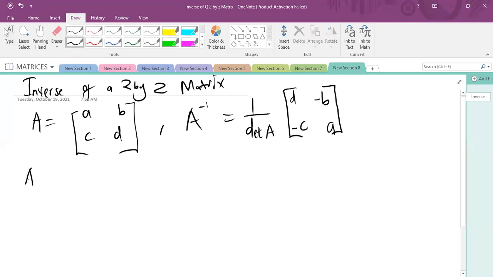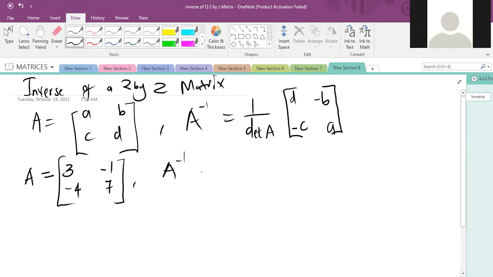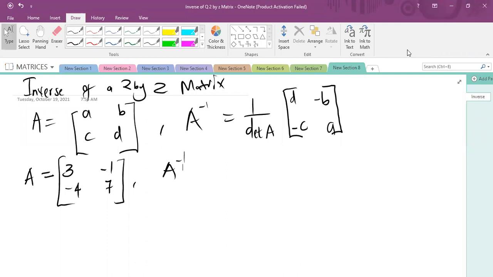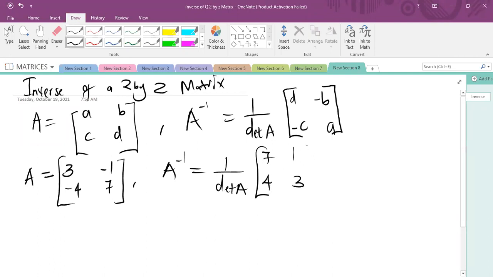So let's take up an example. Let's say we have our matrix A equals [3, -1; -4, 7], and we're being asked to get A inverse. So how do we go about getting A inverse? First of all, we'll start by getting the determinant. So A inverse is equal to 1 over the determinant of A multiplied by interchanging the values here. We will have 7 here, 3 here, and negating these sides will give positive 1 and positive 4.